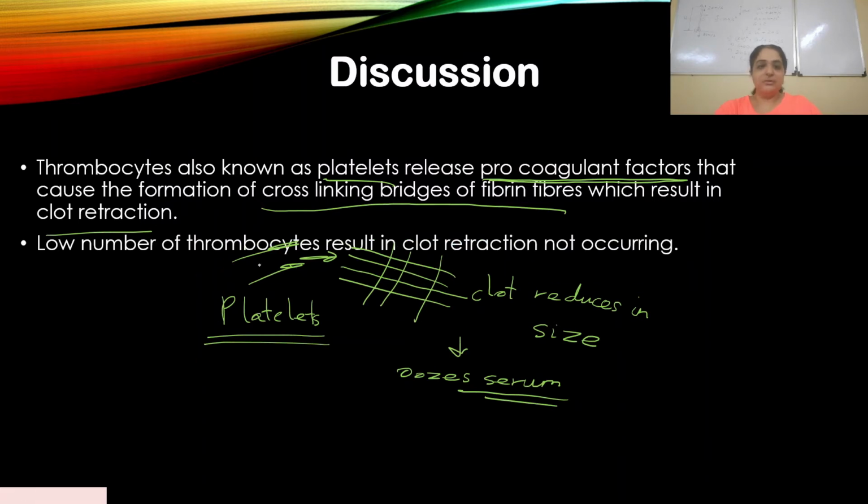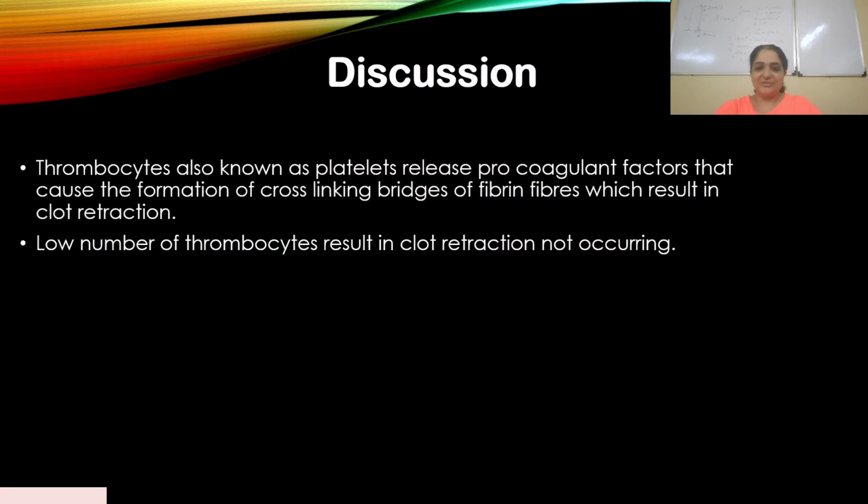So if there is a low number of thrombocytes, it results in the clot reaction not occurring. The clot reaction will not occur because it cannot release those procoagulant factors. So this was pretty direct. This shouldn't have been a problem in answering this question. Okay, let's move on to the next question.